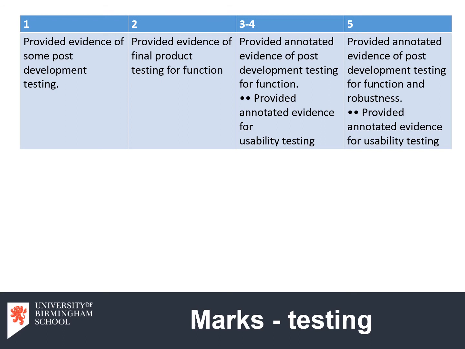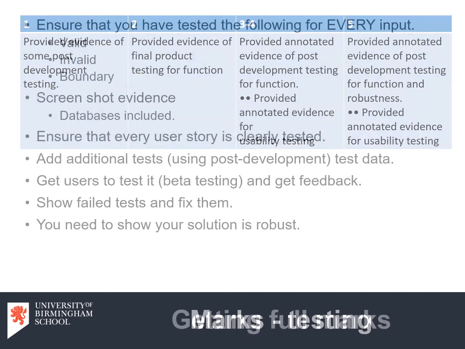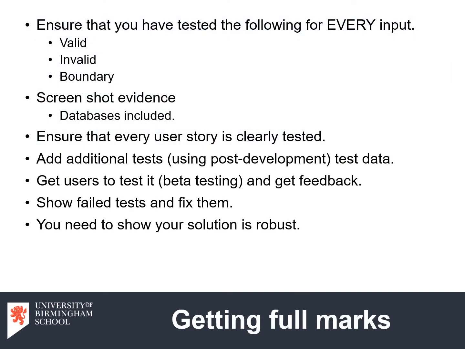Okay, so actually it's really easy to get 4 marks in this section without really trying too hard. As I've said, to get 4 marks in this system, ensure you've tested the following for every single input into your system. So valid, invalid, and boundary tests. A valid test is the normal test data you can expect, more than 1 as well. Okay, so 1 test does not cut it. You need to have at least 2 or 3 tests for every input.